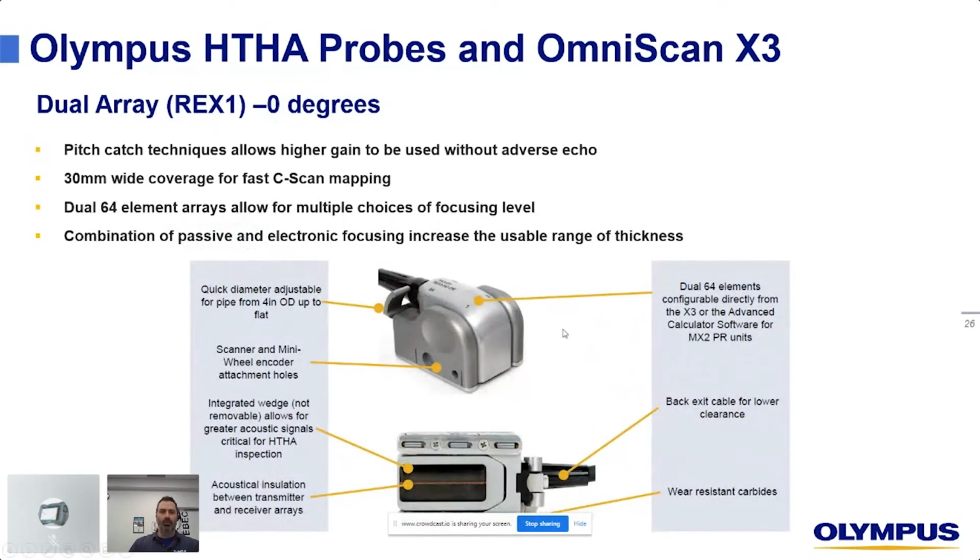Dual array, the Rex 1 line of probes, 0 degrees. So this design might seem familiar. It's basically the same casing as our 7.5 megahertz corrosion probe, but this one is 10 megahertz first, and also has 64 pulsars and 64 receivers. So twice the elements in the same casing. That means they are twice as small, increasing our resolution with HTHA.